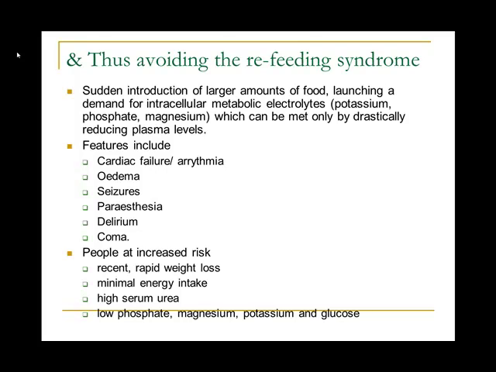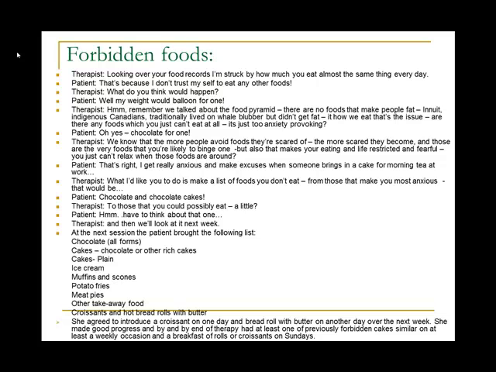I'll let you read about that on this slide, but in essence it's a sudden introduction of large amounts of food, launching a demand for intracellular metabolic electrolytes, particularly potassium, phosphate and magnesium. So those are the things we monitor and watch for, and it can be very serious. We should note that people may be at increased risk for this if they've had recent and rapid weight loss and have already got some deranged metabolites.